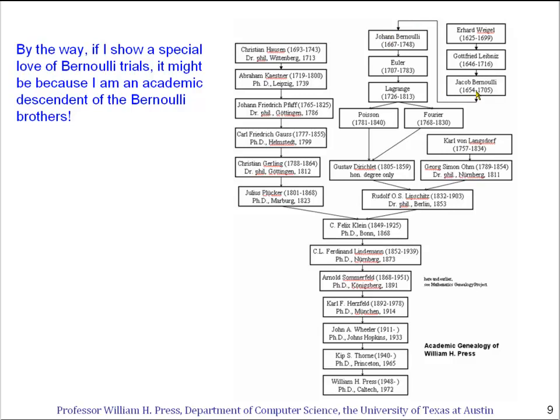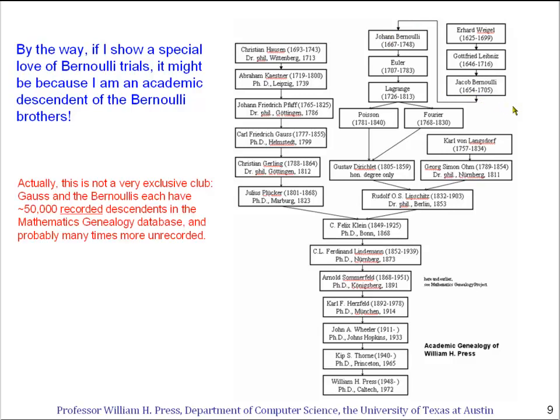Now, I want you to be impressed, but in all candor I have to tell you this is not a very exclusive club, since Gauss and the Bernoullis each have about 50,000 recorded descendants in the mathematics genealogy database. If you haven't gone and looked at the mathematics genealogy database, it's a lot of fun to go and look. And there are probably many, many times 50,000 who just haven't been recorded.